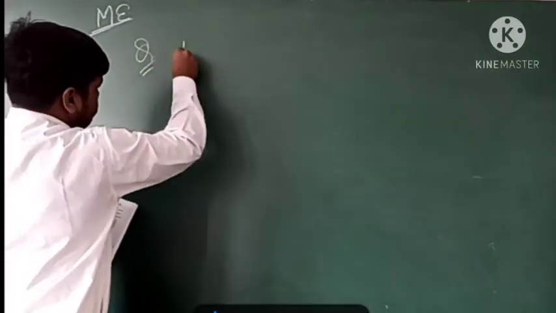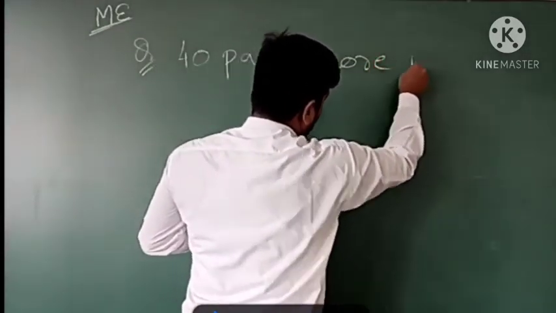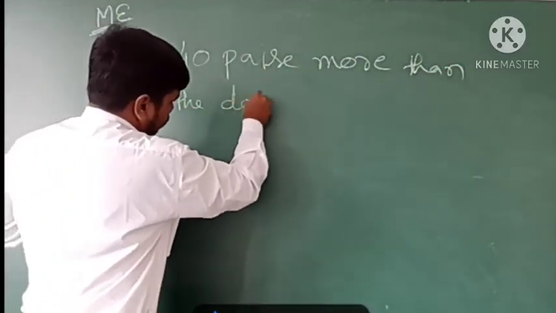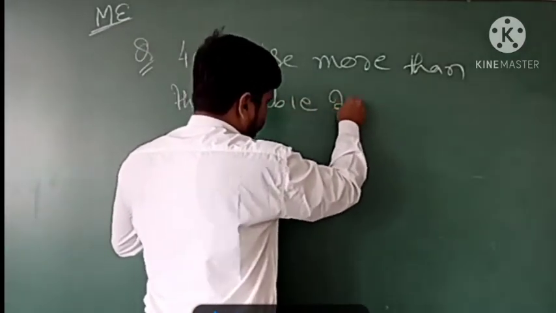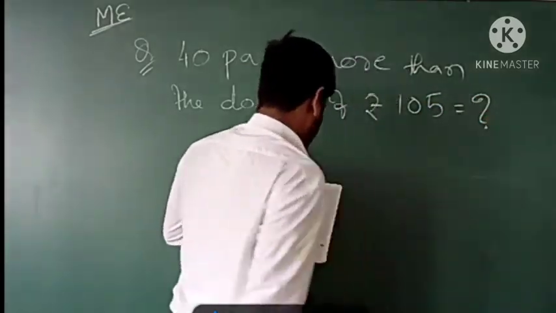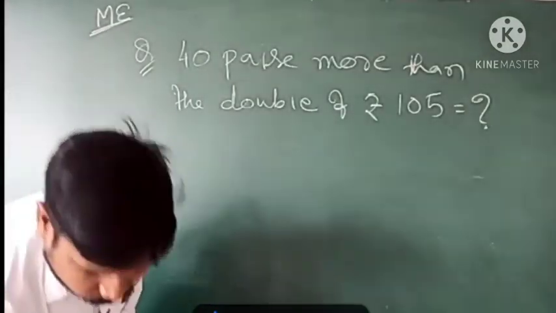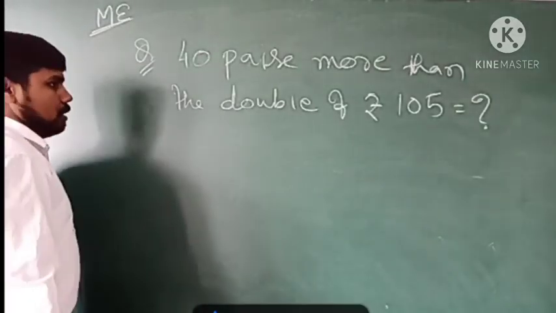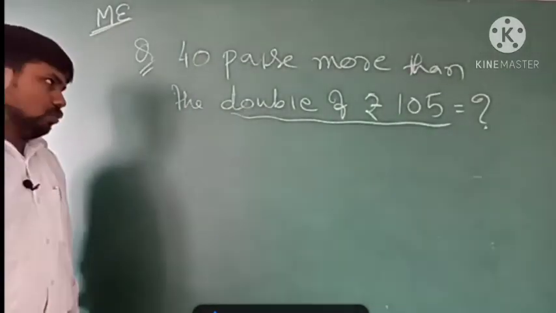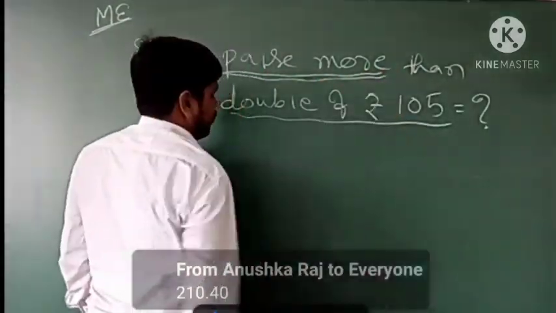The question is: 40 paise more than the double of rupees 105 is equal to how much? So, the double of rupees 105, and 40 paise more. First you have to check the double of 105, which means 105 multiplied by 2, and then 40 paise more is asked, which means you have to add 40 paise, right? You have to add 40 paise.